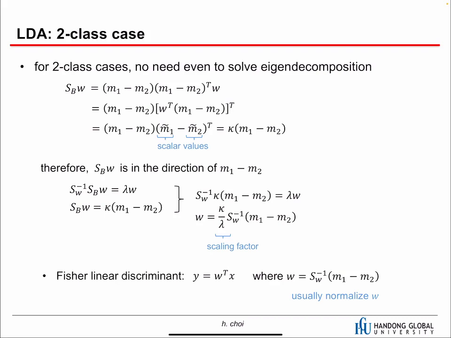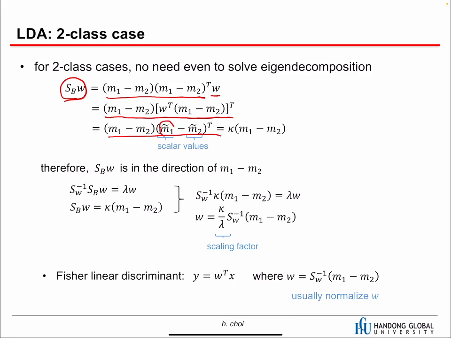Okay, when we have only two classes for LDA, then actually we don't need eigendecomposition, because if we have only two classes, then the solution is much simpler. Okay, so let's derive some equations here. S sub b times w, and this is S sub b and this is w. And if we do some calculations by rearranging the terms, finally we have this.